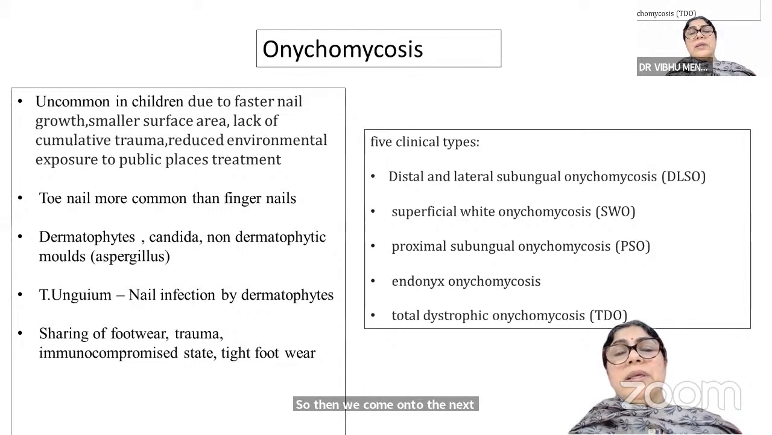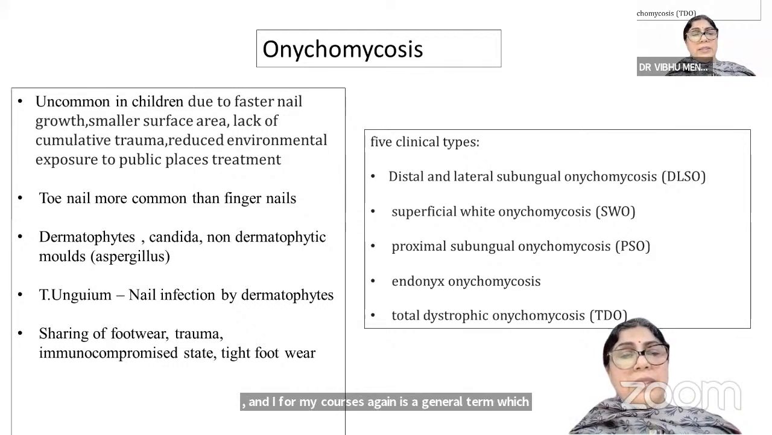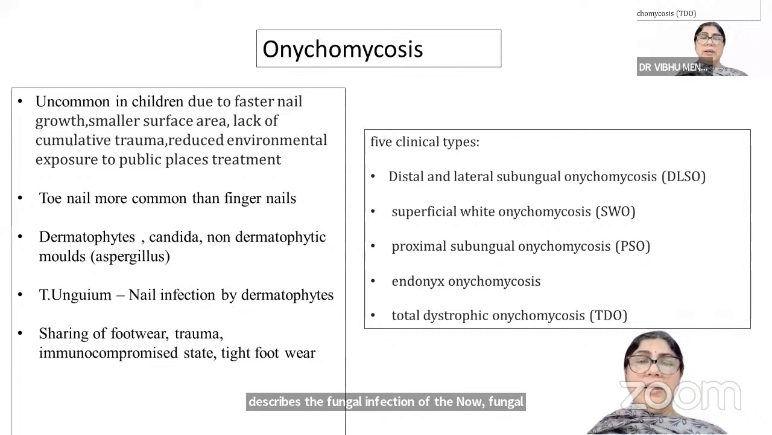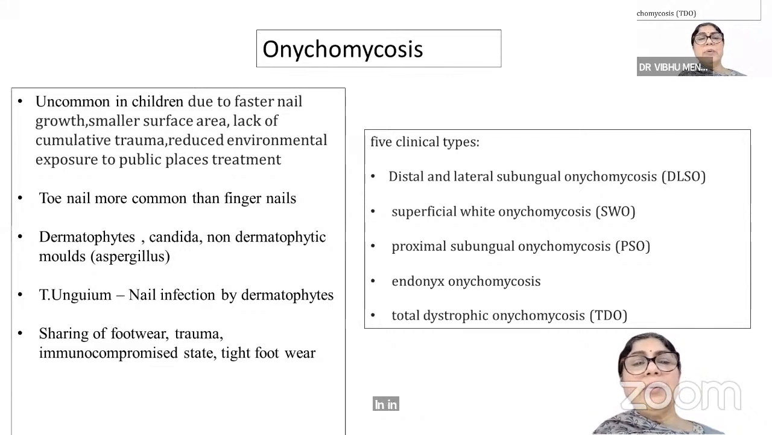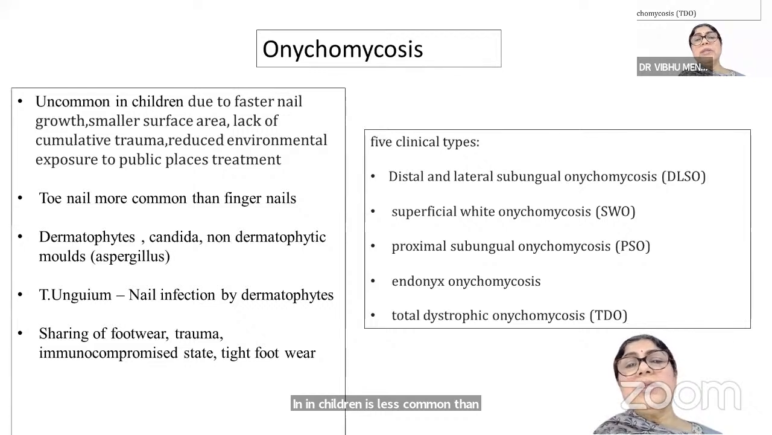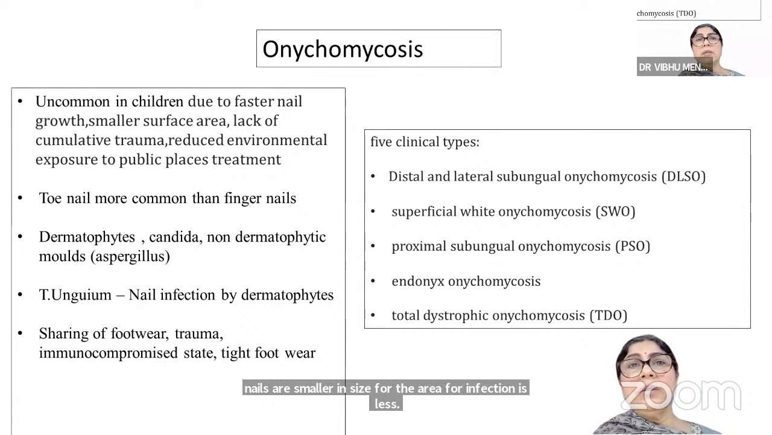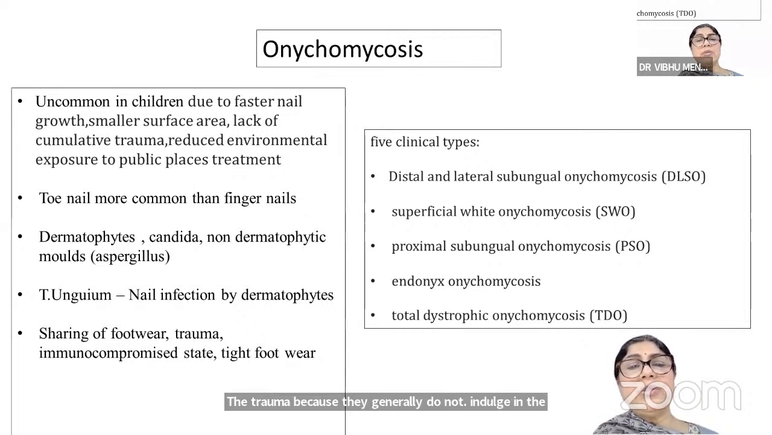So onychomycosis again is a general term which describes the fungal infection of the nails. Now, fungal infections per se in nails in children is less common than in the adult population. Why so? Because in children, the nails grow very fast. So the infection cannot simply settle down there. The nails are smaller in size, so the area for infection is less. The trauma, because they generally do not indulge in the household activities, so the trauma to the nail plate is less. Hence, we encounter them much less commonly in children.